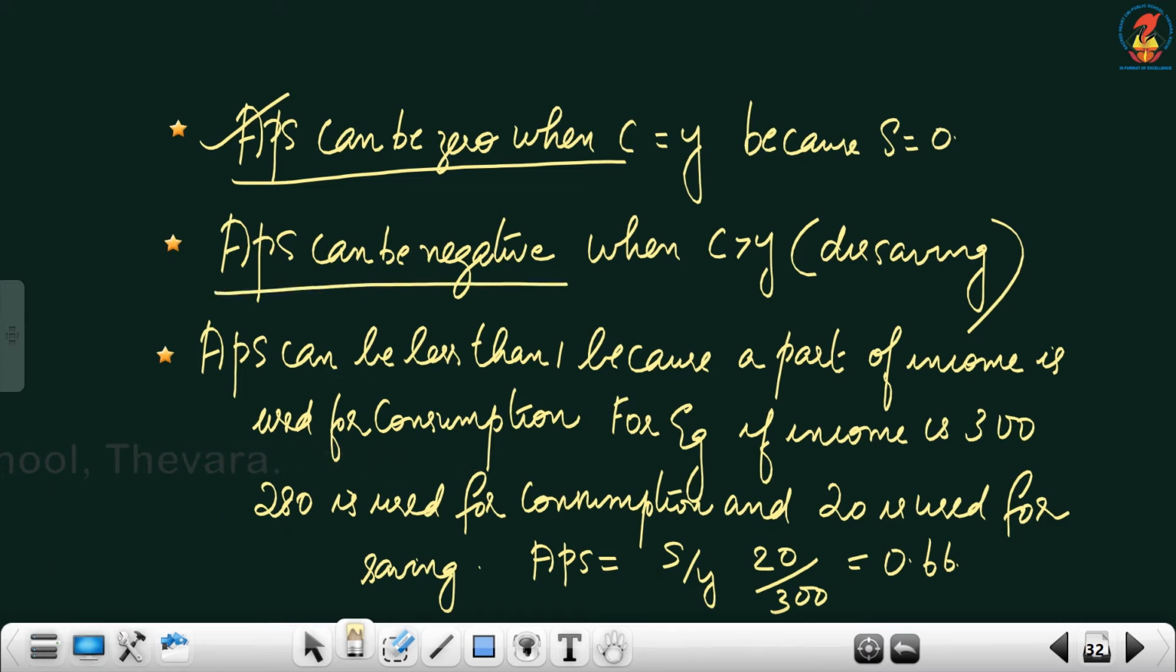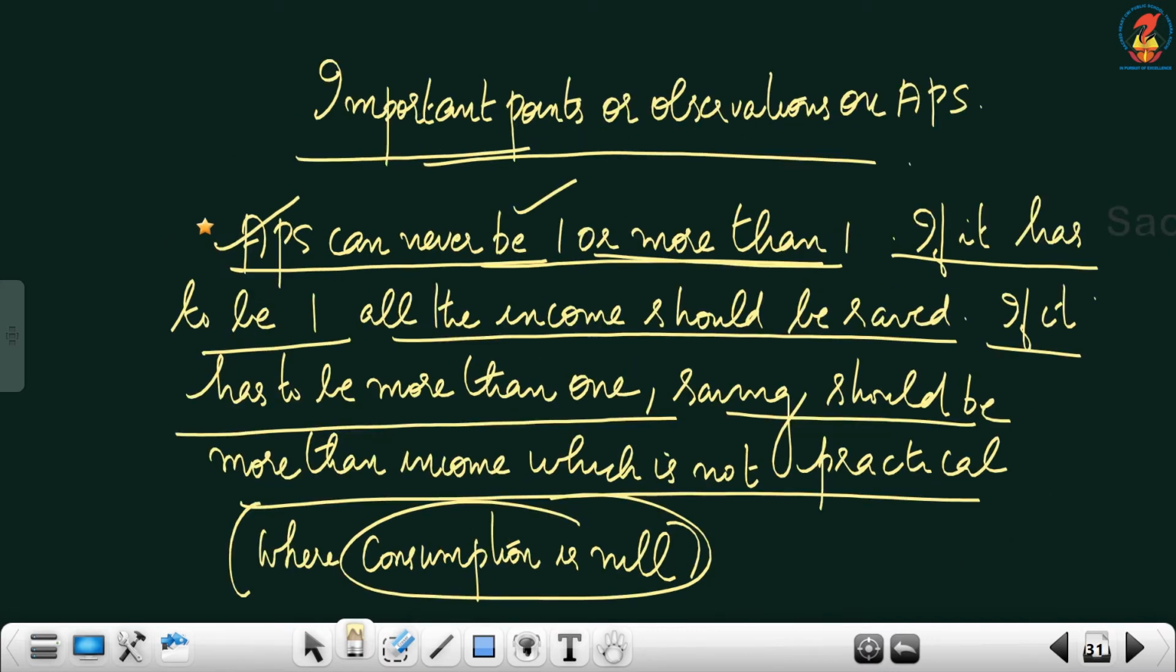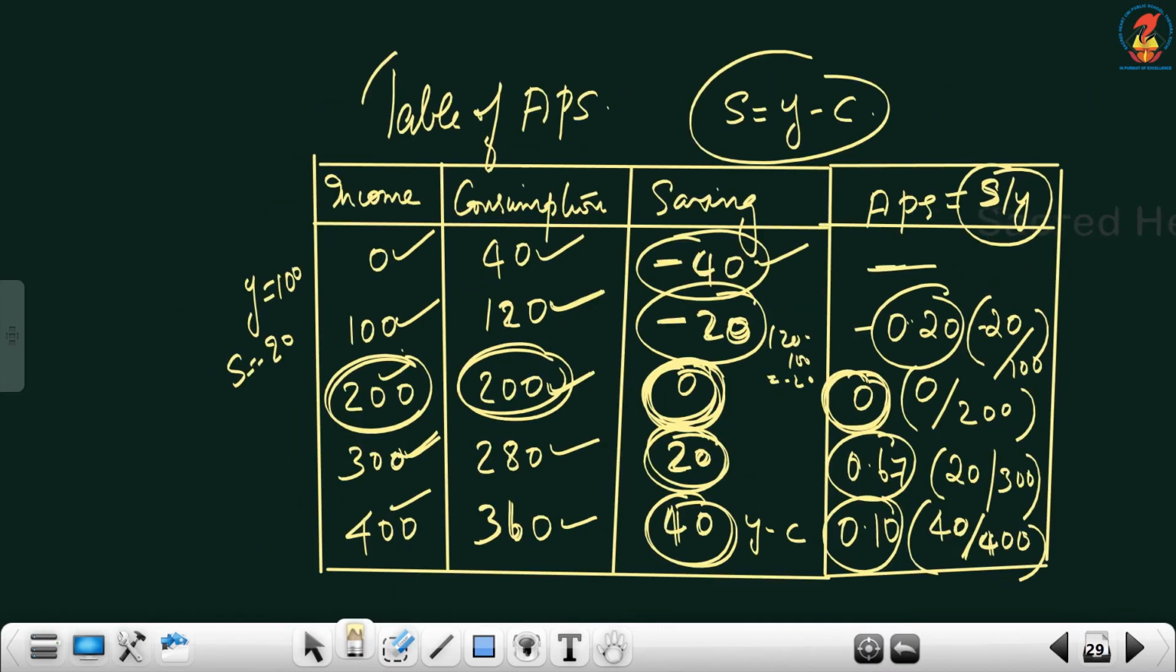Next, APS can be negative when C is greater than Y. APS will become negative when C is greater than Y. Let us see whether that statement is correct. APS will become negative. See the first two values, minus 0.20. First value, see the first.